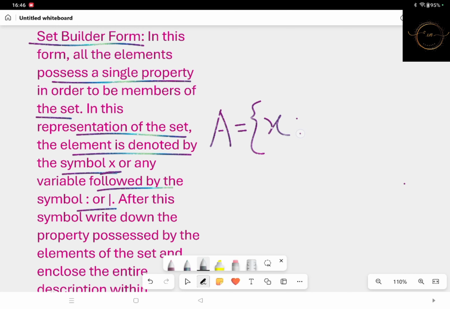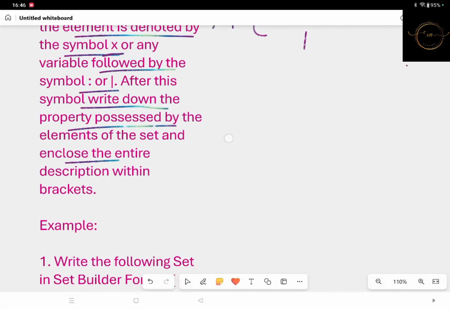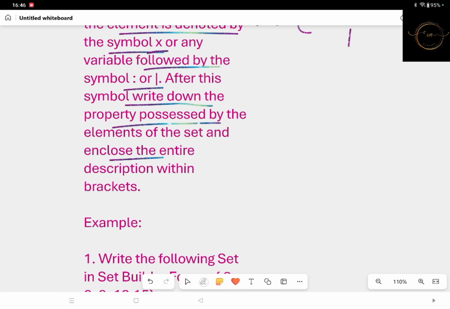x, such that x, then you have to write what is that common thing between all the elements, then you have to complete the bracket. I'm coming to the example. I've just shown you the process of how to write. Either you can put this colon or you can put this sign as well. Now after the symbol, write down the property possessed. Here you have to write the property possessed by all the elements. And then you have to enclose it within curly braces, within brackets.